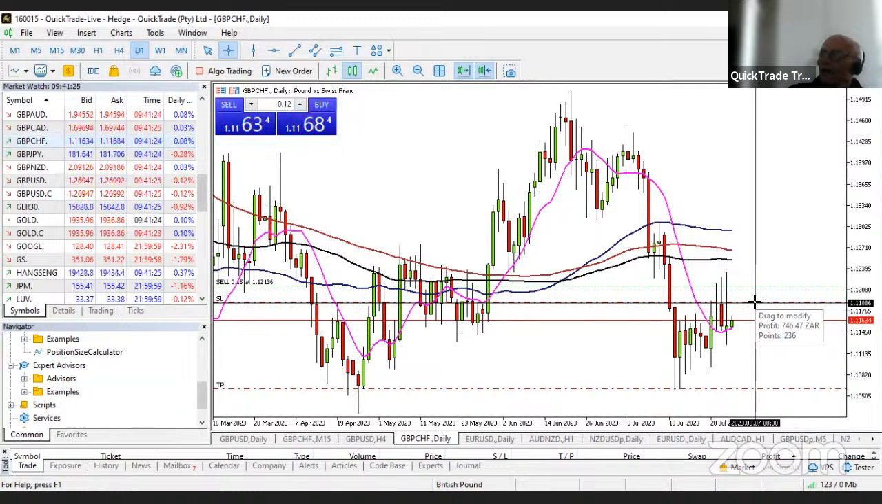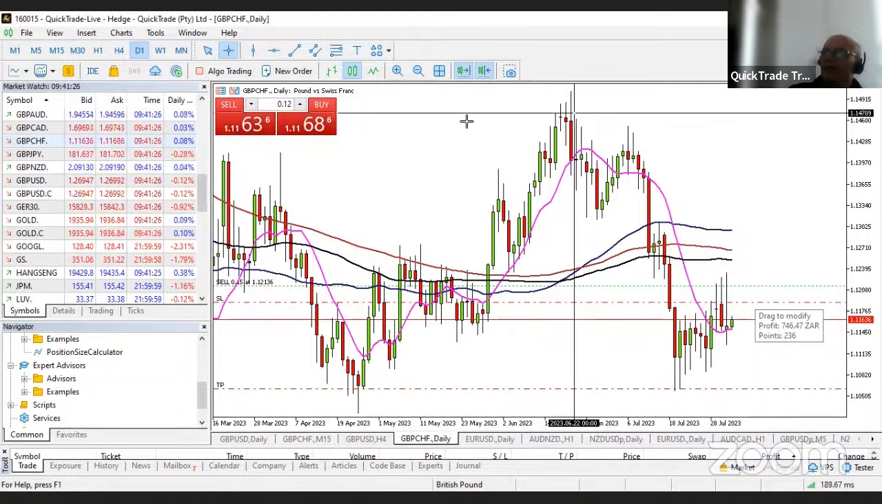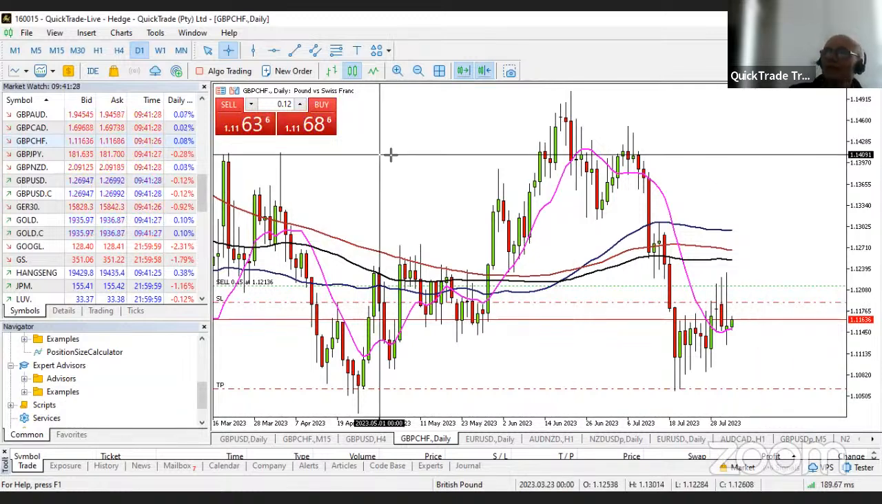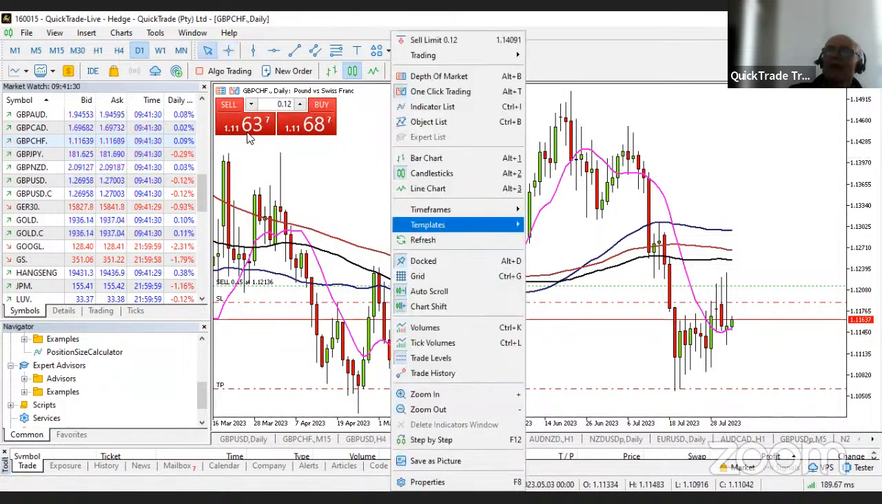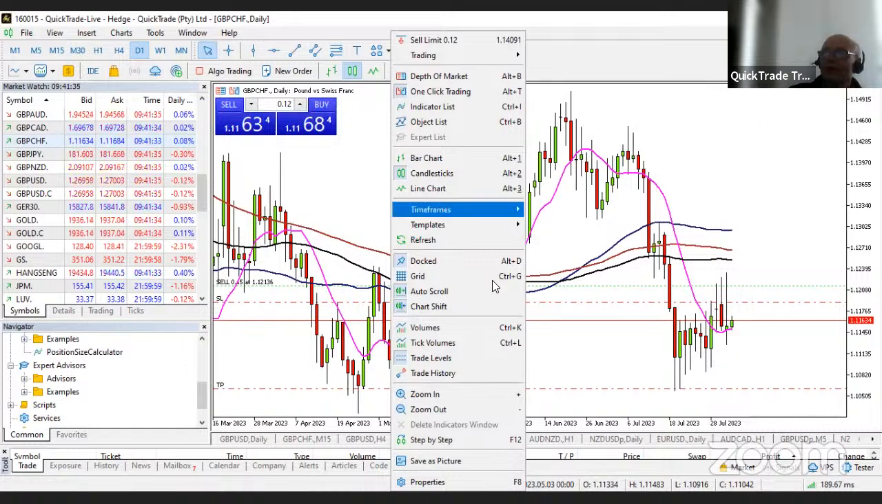And if I do get knocked out, well, I've still taken a profit. I've modified it, so just there you are. You can maybe modify it to 1.1190, something like that, so at least you're not going to lose on the trade.